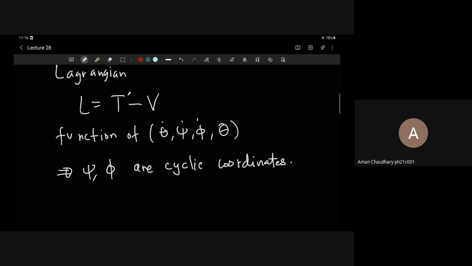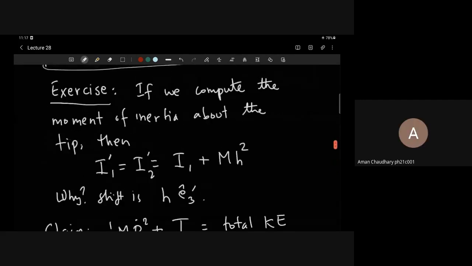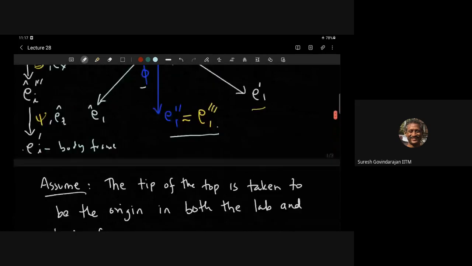Sir, small h is just the height of the center of mass from the tip, and not the height of the top itself, right? Yeah, absolutely. So yes, correct.